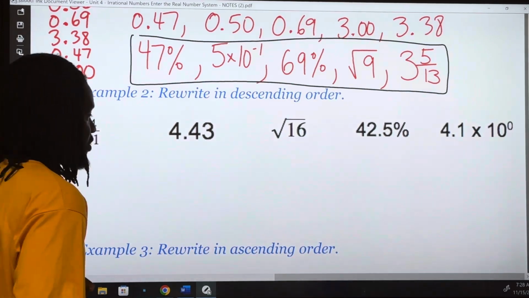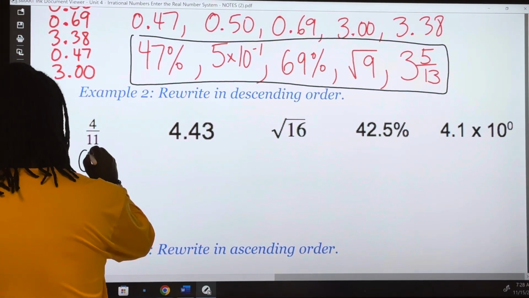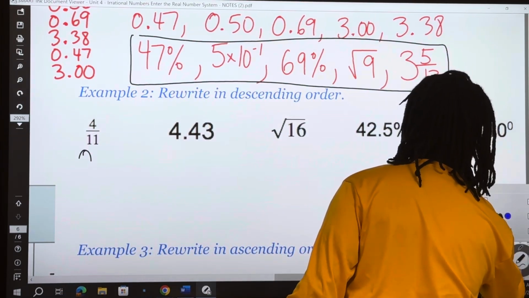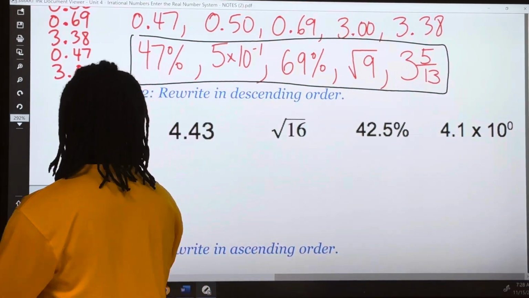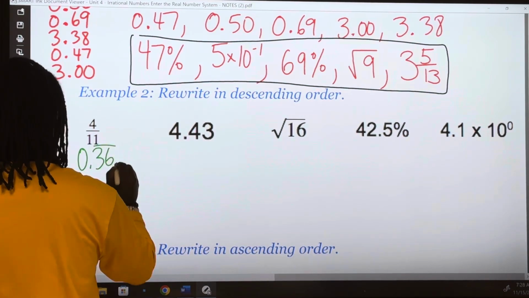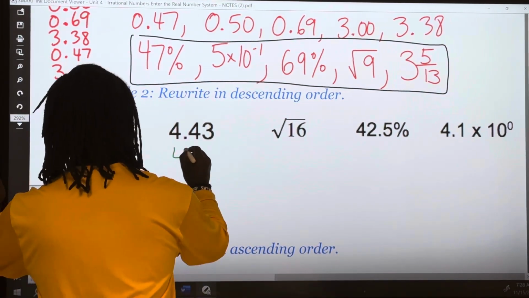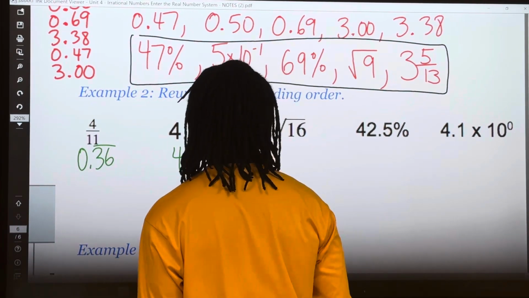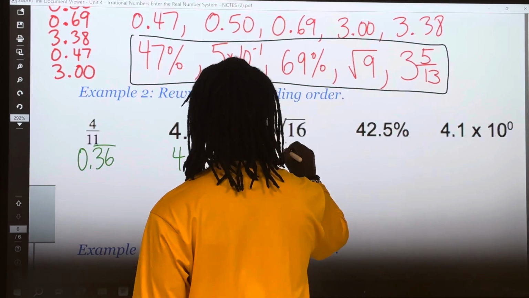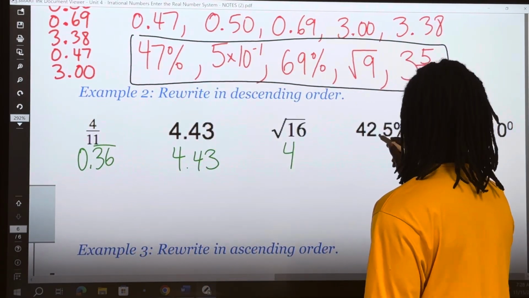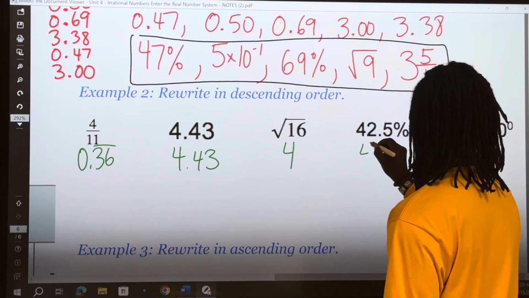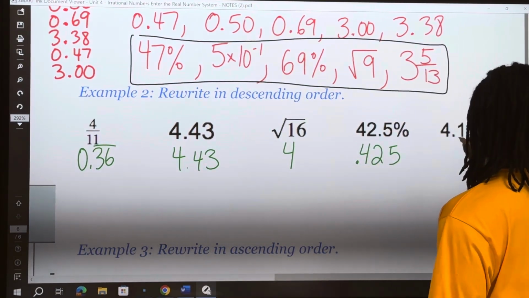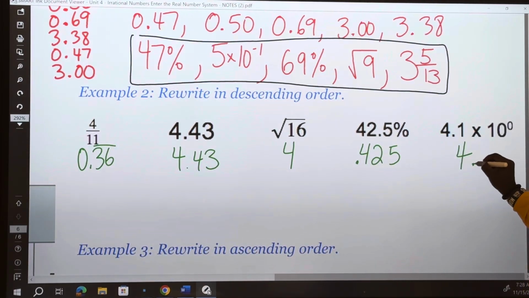All right, so this is a bonus one. All right, here we go. Let me change colors. Let's go green. All right, so this one, 0.36, and this is repeating 36, 36. This is already a decimal. This is 4. Square root of 16 is 4. Okay, this as a decimal would be 0.425, and then this as a decimal would be 4.1.